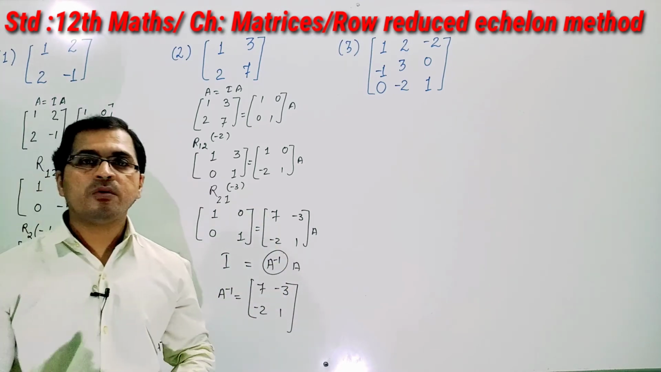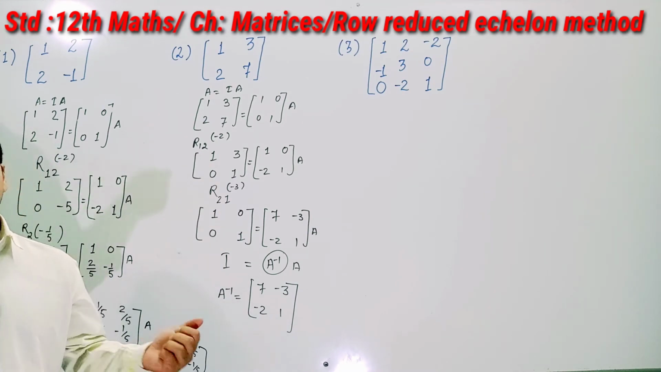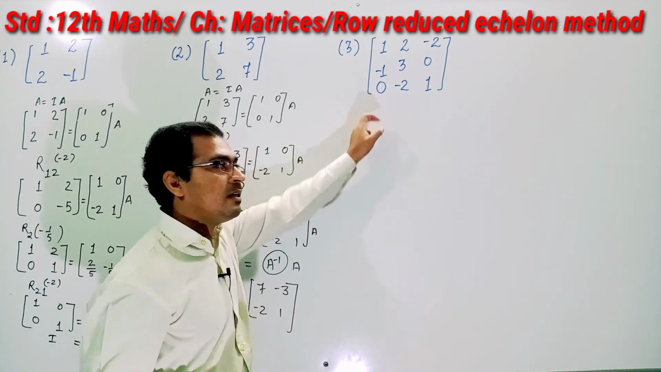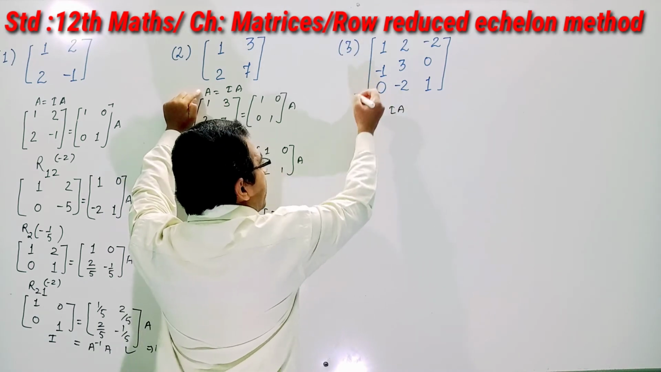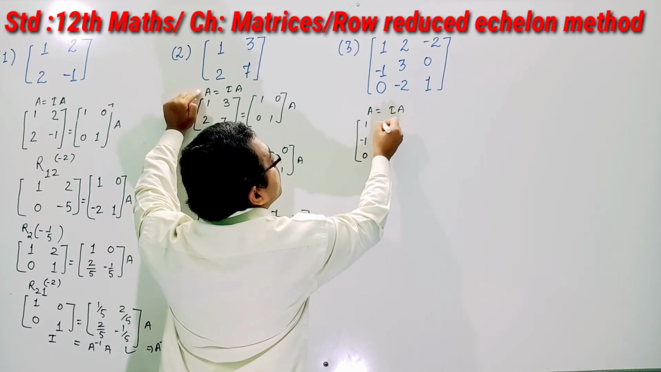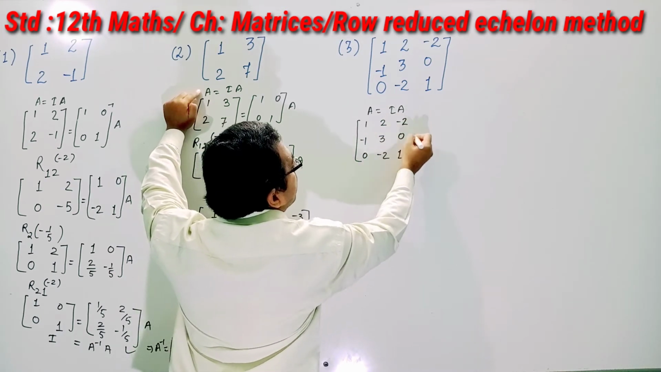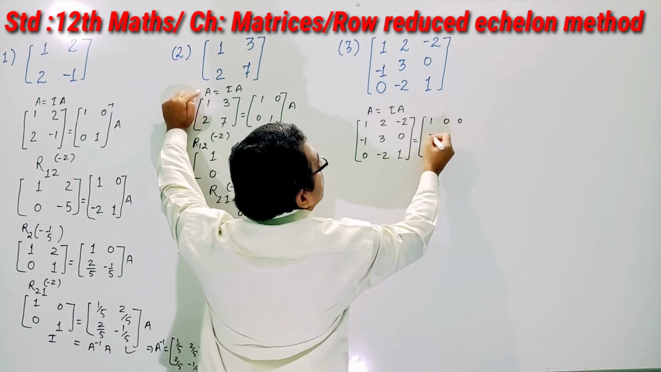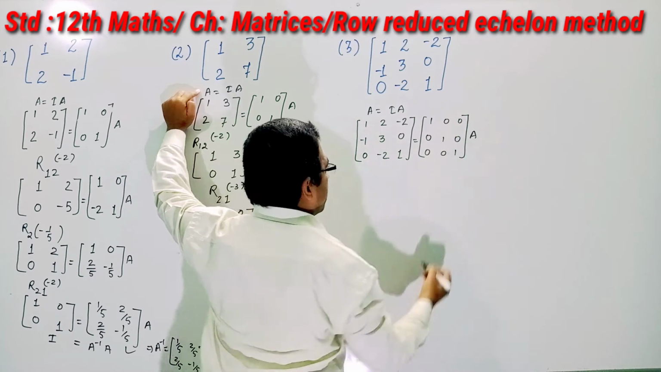Okay students, now we will find the inverse of a matrix having order 3 by 3, meaning 3 rows and 3 columns. Same things you will have to do over here, but you will have to consider the identity matrix 3 by 3. So A into I, A is equal to I into A. What is matrix A? Having elements 1, minus 1, 0, 2, 3, minus 2, minus 2, 0, 1. And this can be written as 1, 0, 0, 0, 1, 0, 0, 0, 1 into A.